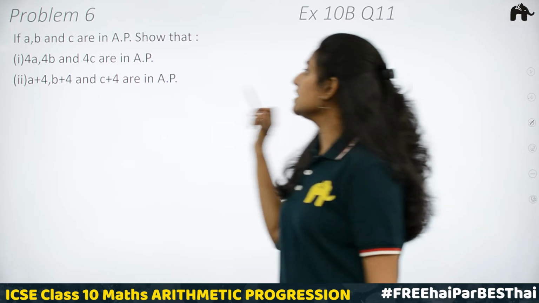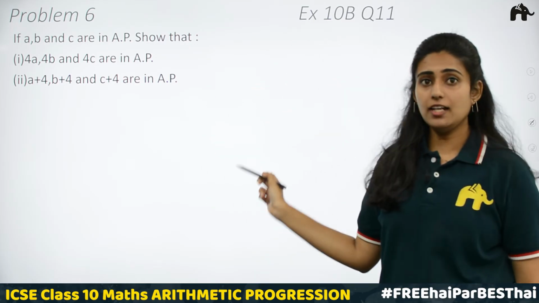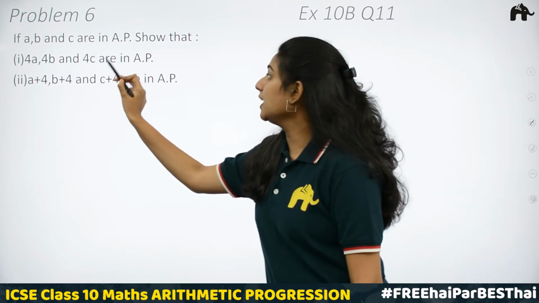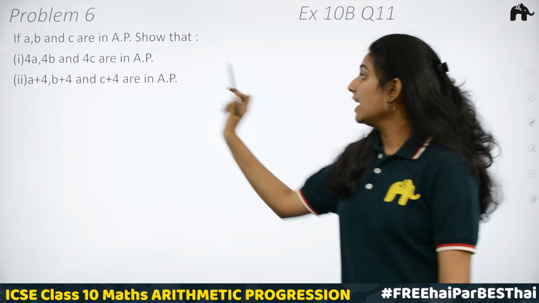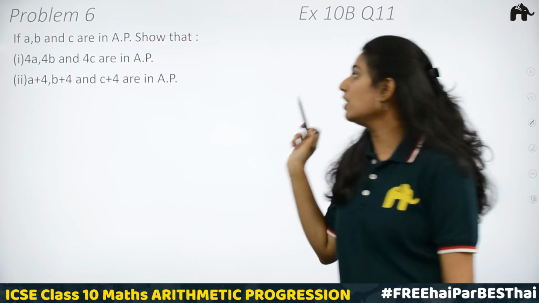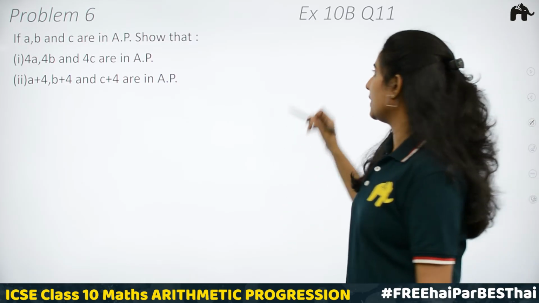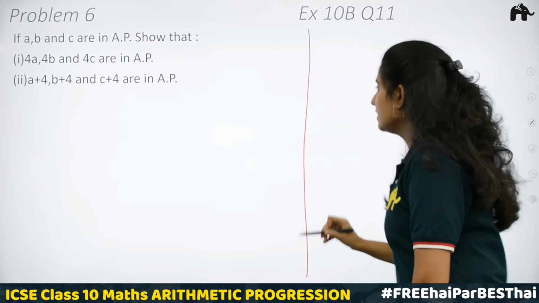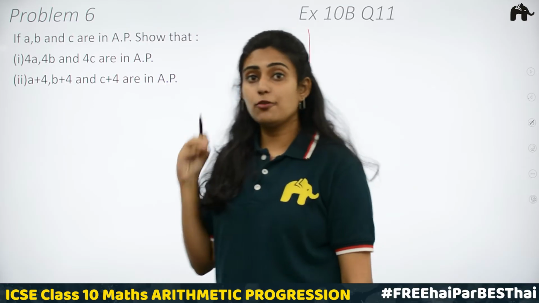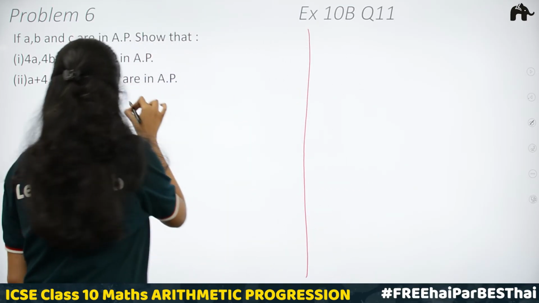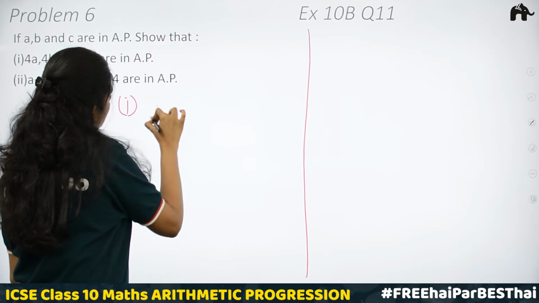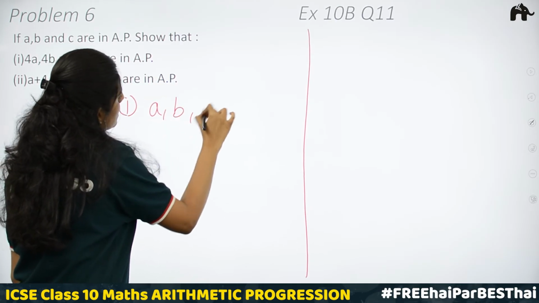If A, B, C are in AP, show that 4A, 4B and 4C are in AP. This is the first question. And the second one, A plus 4, B plus 4 and C plus 4 are in AP. Let's solve the first one. We have to show that 4A, 4B and 4C are in AP if A, B, C are in AP. First one, given A, B, C are in AP.